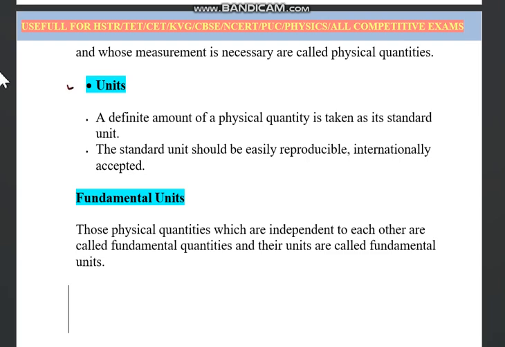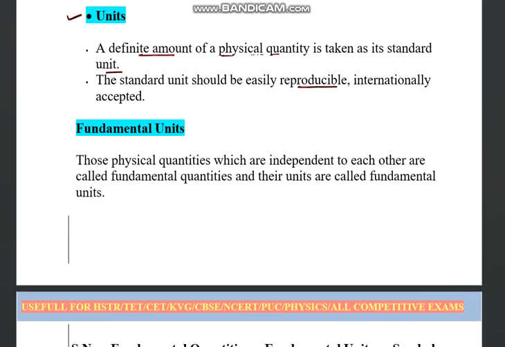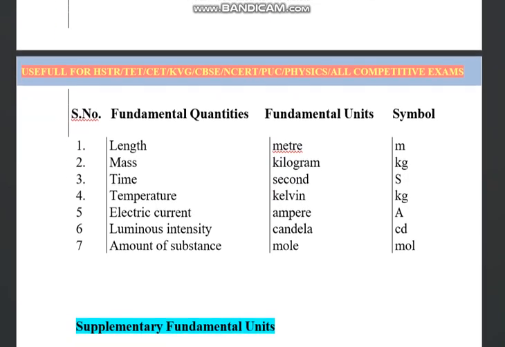So what is the meaning of units? A definite amount of physical quantity is taken as standard unit. The standard unit should be easily reproducible and internationally accepted. That is very important. So, fundamental units. Those physical quantities which are independent of each other are called fundamental quantities, and their units are called fundamental units.